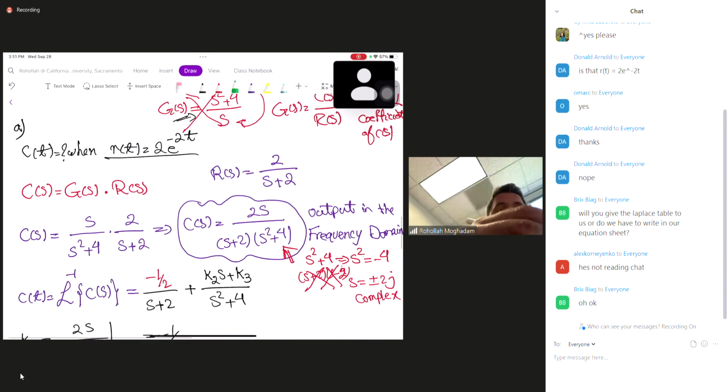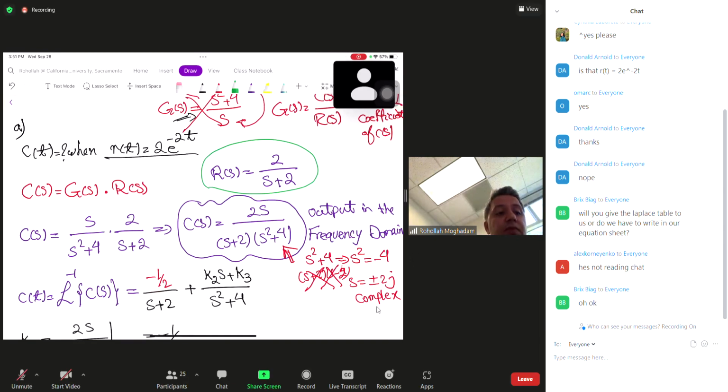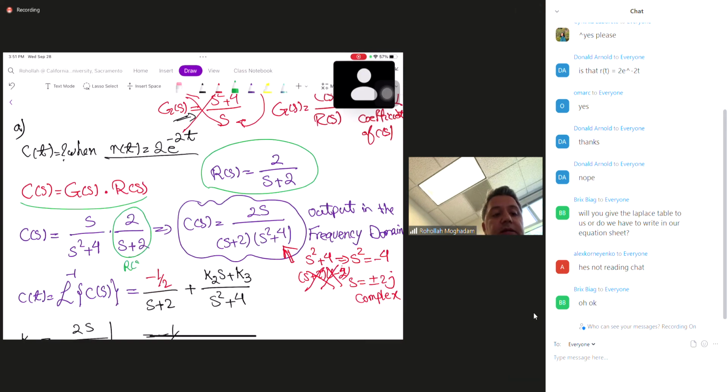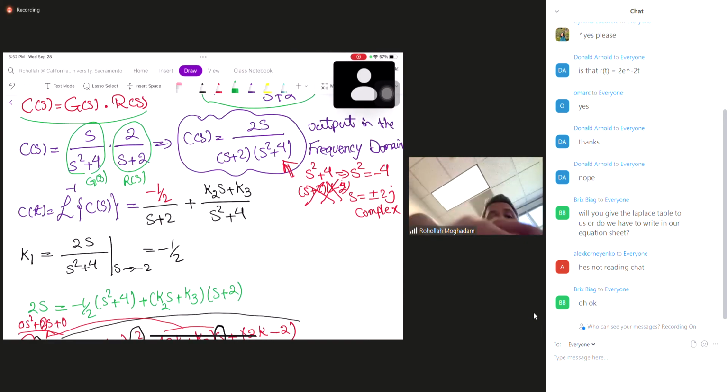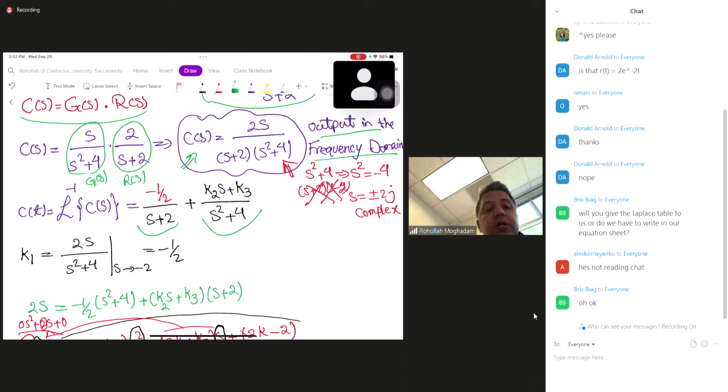Then in the second step, we found R of s. We multiplied R of s and G of s together, and we found a complex fraction for C of s. But this is the output in the frequency domain. So we need to split it into small fractions, because if you look at the table, you would never find any specific entry for this C of s. Therefore, we need to split it using partial fraction expansion into some terms.